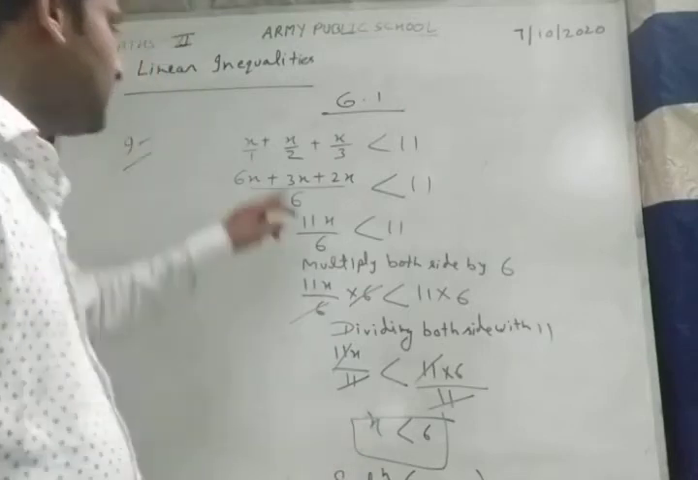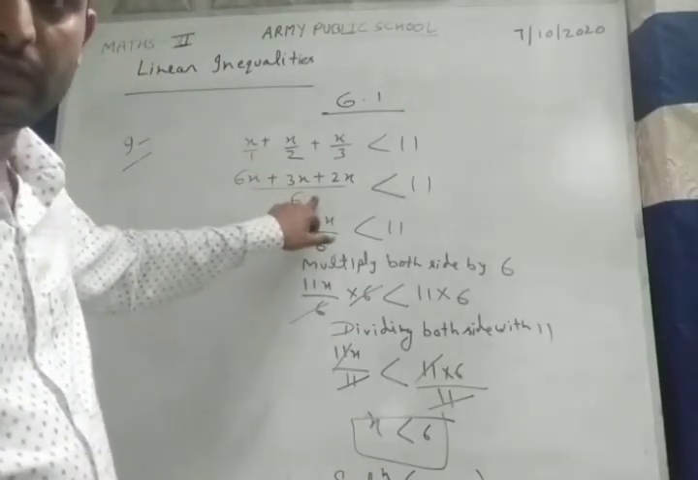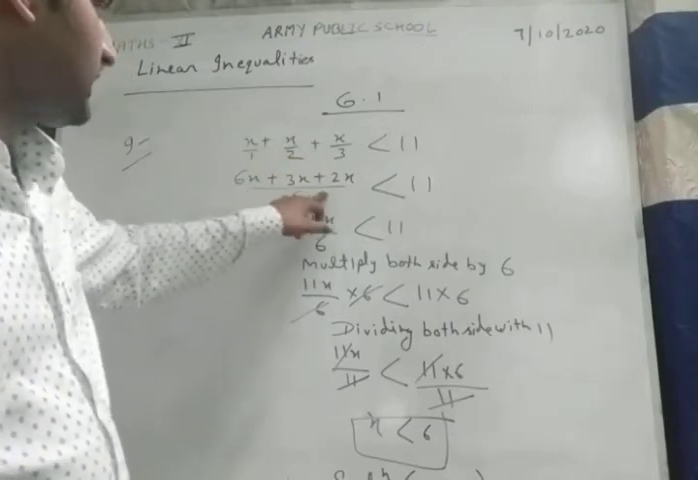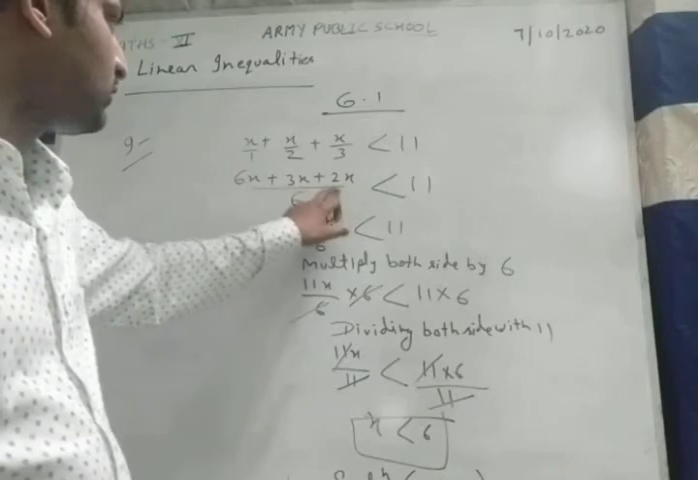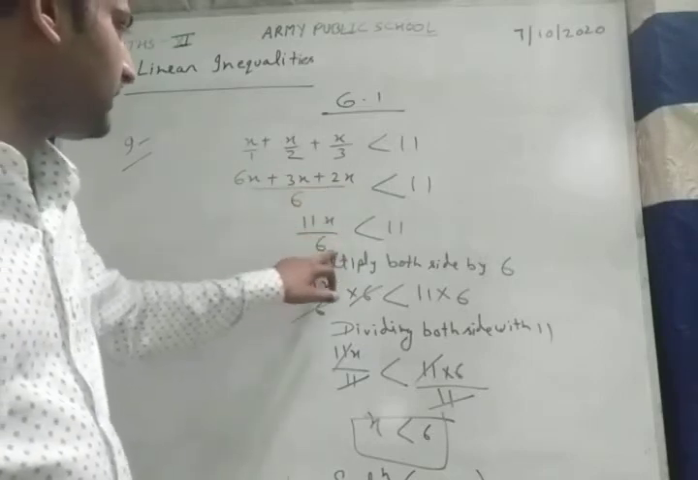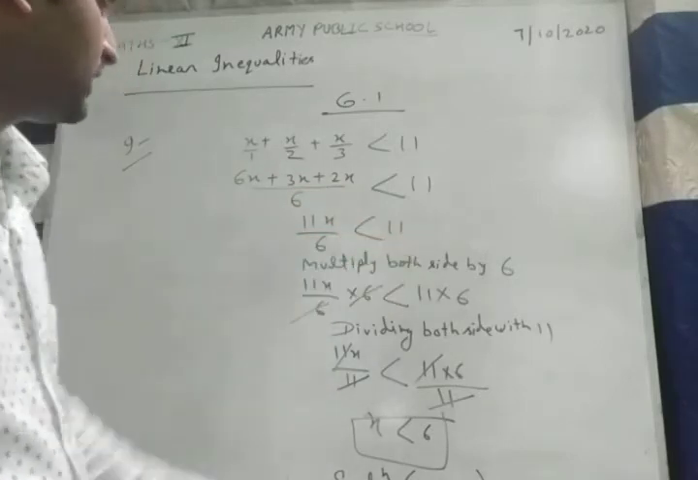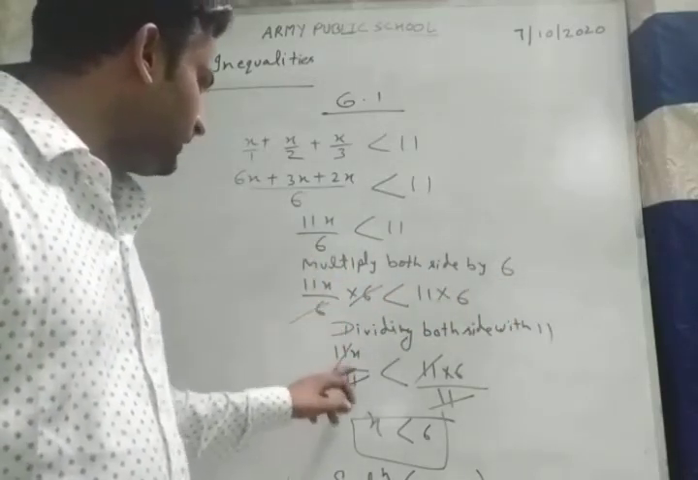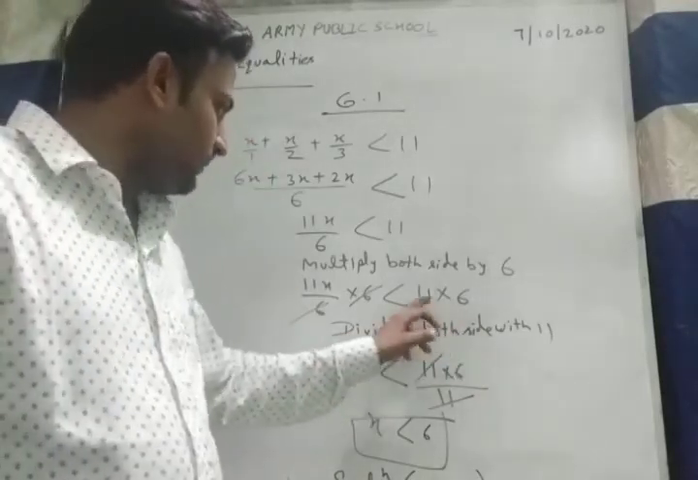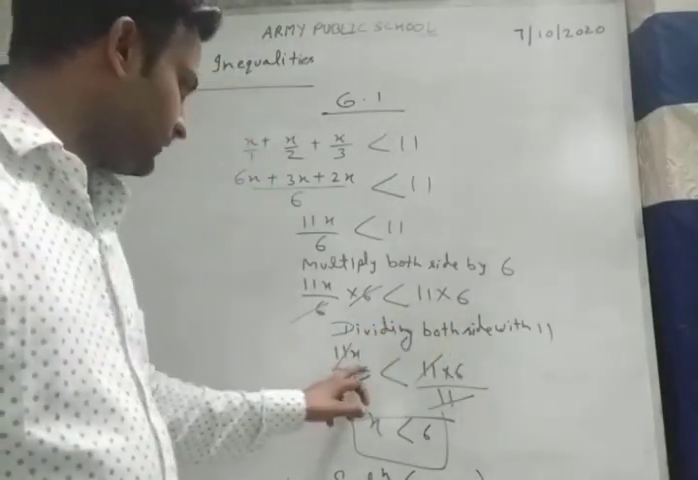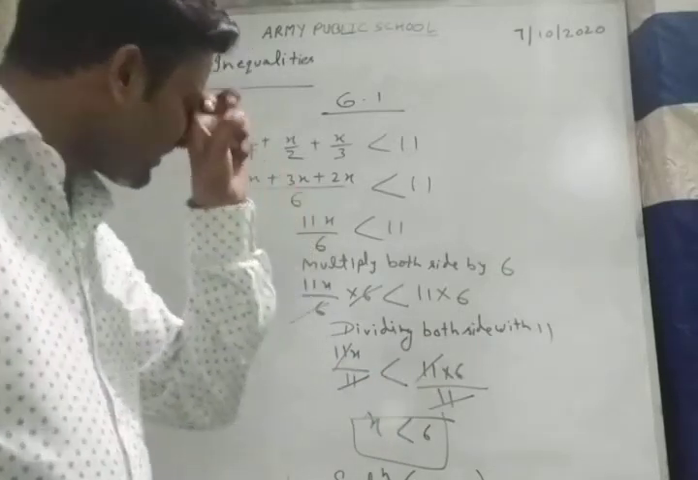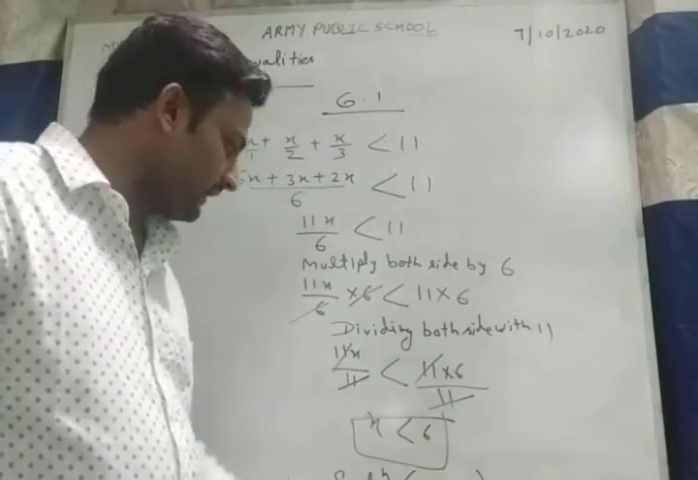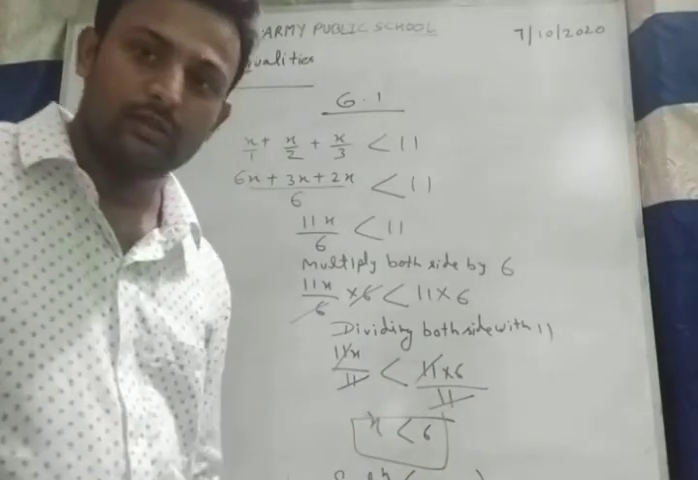It is very simple. First we have taken the LCM of the left hand side of 1, 2 and 3. It will be 6. After taking LCM we get 6x, 3x and 2x. Adding we get 11x by 6, which is less than 11. So multiply both sides by 6, and it will be reduced. Here will be 11. Now again dividing both sides by 11, 11x by 11 and 11 into 6 by 11 will be reduced, so x is less than 6. So the solution is minus infinity to 6. Okay.